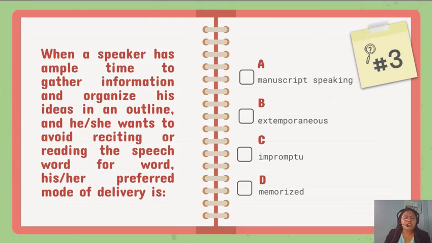Number 3. When a speaker has ample time to gather information and organize his ideas in an outline, and he or she wants to avoid reciting or reading the speech word for word, his or her preferred mode of delivery is A. Manuscript speaking, B. Extemporaneous, C. Impromptu, or D. Memorized. The correct answer is B. Extemporaneous. Extemporaneous speeches allow for the use of outlines or cue cards to guide the speaker in his or her speech.